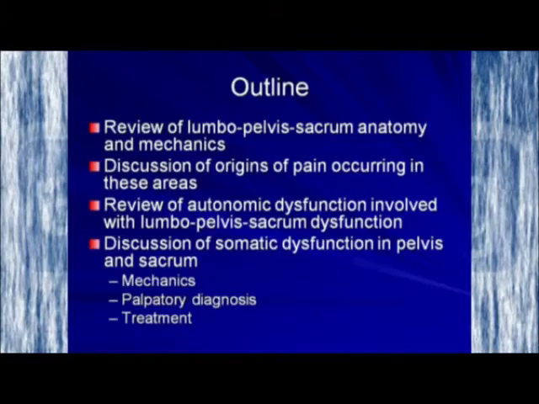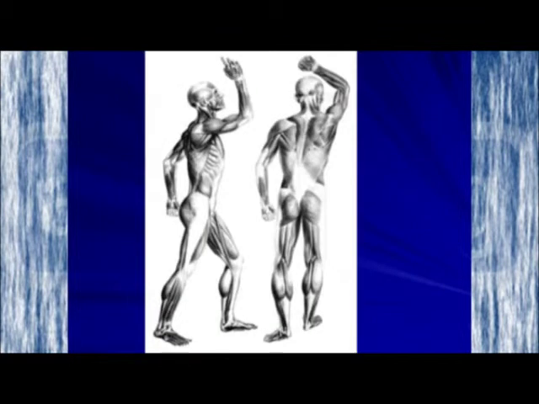So we will discuss a review of lumbo, pelvis, and sacral mechanics, how these things move, and what the lesions and somatic dysfunctions are that typically occur here. We'll discuss origins of pain that occur in these areas that patients will commonly present with, especially in primary care. We'll talk a little bit about an autonomic dysfunction that's involved with these areas. And then I'll talk specifically about the somatic dysfunctions that we see, what the mechanics of those lesions are, how we make a palpatory diagnosis, and what we'll do to treat that.